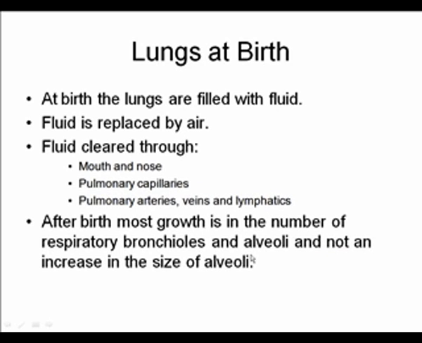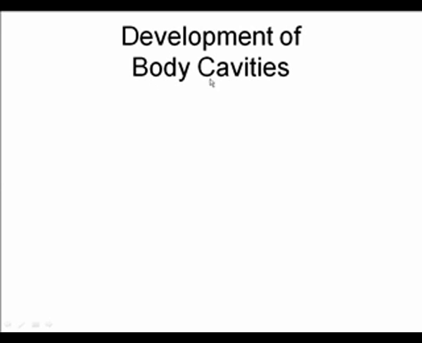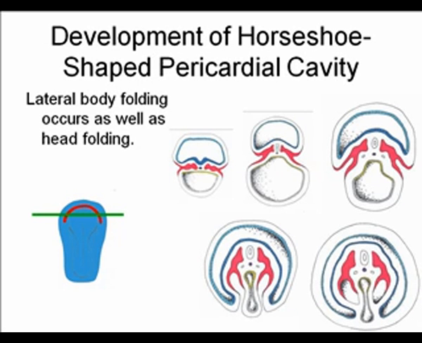At birth, the fluid that fills the lungs is replaced by air, and the fluid is cleared from the newborn via the mouth, and also the pulmonary capillaries and lymphatics are going to drain the fluid from the lungs. In terms of where the lungs are developing, they're developing initially in a body cavity, which then gets subdivided into pleural cavities, pericardial cavity, and the peritoneal cavity.